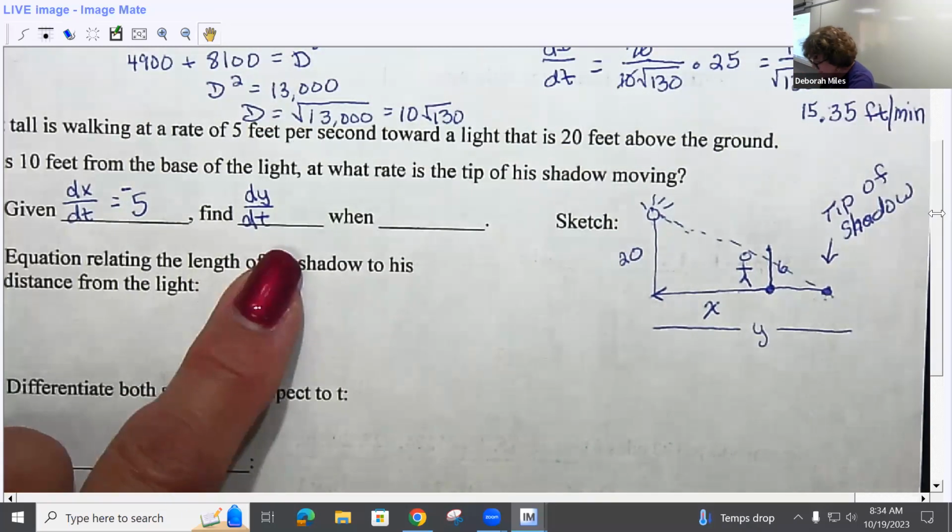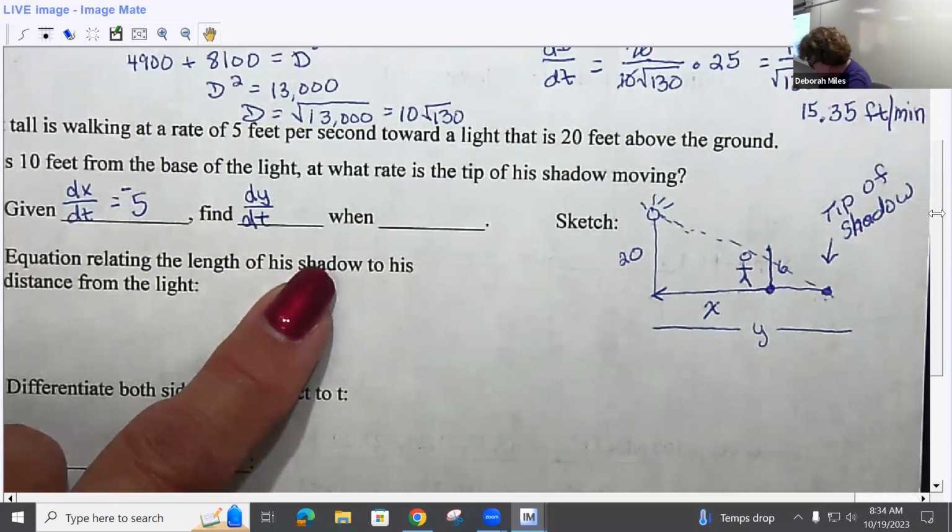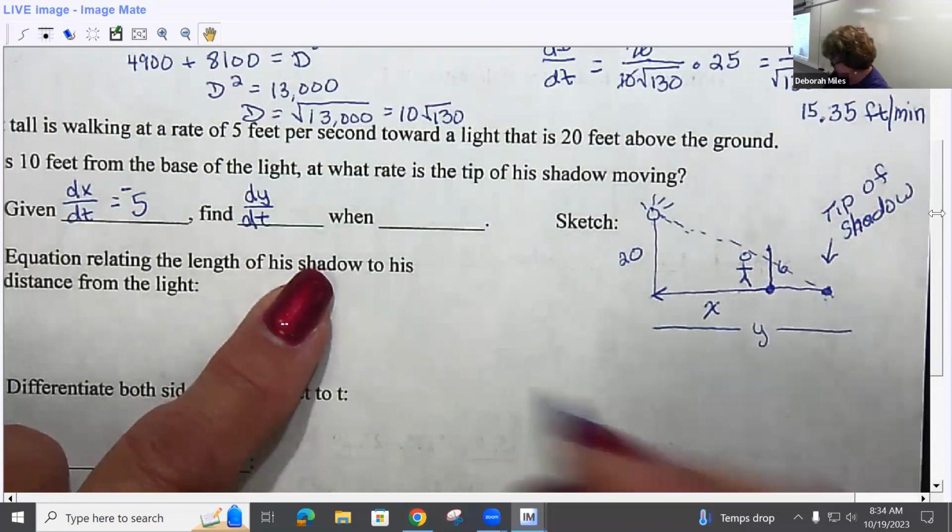All right, the A part says, when he is 10 feet from the base of the light, what variable does that correspond to? That's X.